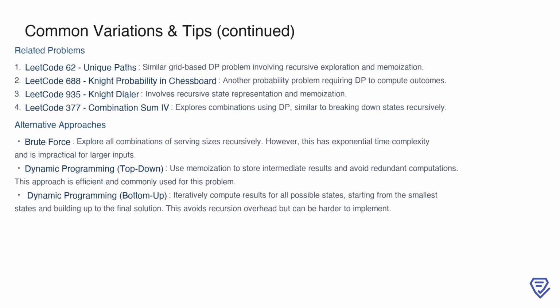This problem also shares similarities with other well-known challenges, which can help you draw connections. For instance, LeetCode 62, Unique Paths, involves a grid-based DP solution that explores recursive paths with memoization. Similarly, LeetCode 688, Knight Probability in Chessboard, is another probability problem where outcomes are computed using dynamic programming. LeetCode 935, Knight Dialer, focuses on recursive state representation and memoization, making it another excellent parallel. Lastly, LeetCode 377, Combination Sum 4, delves into combinations and recursive state breakdowns, which is conceptually similar to this problem.